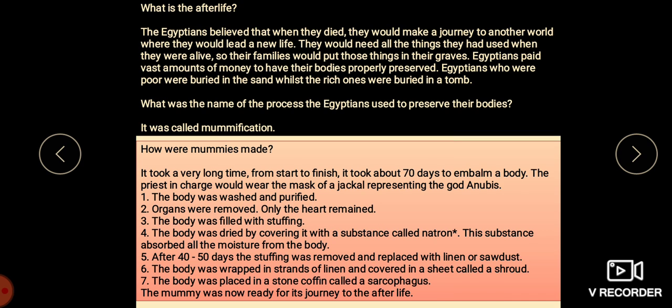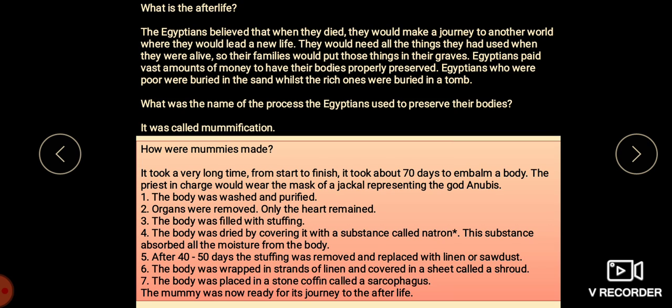The body was first washed and purified, then the organs were removed, and only the heart remained. The body was filled with stuffing and dried up by covering it with a substance called natron. This substance absorbed all the moisture of the body. After 40 to 50 days, the stuffing was removed and replaced with linen or sawdust.